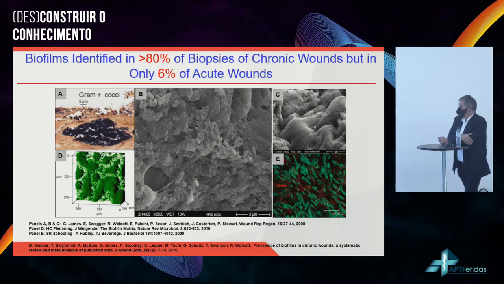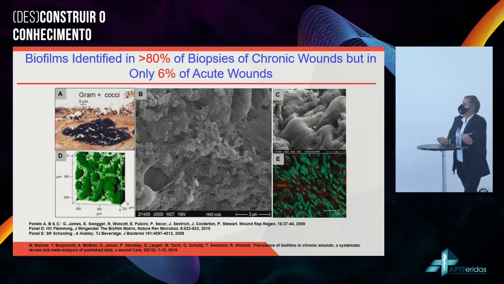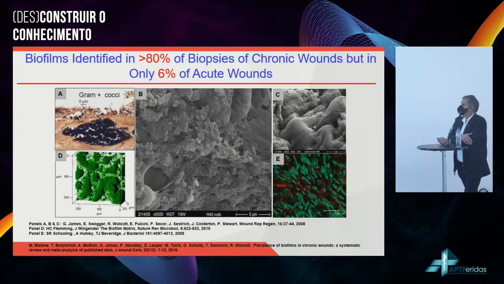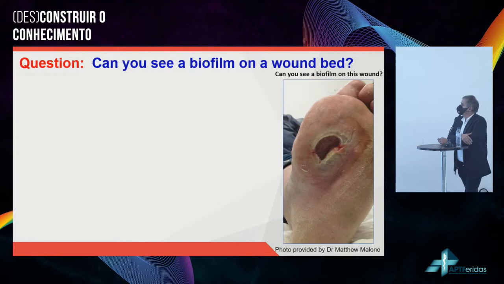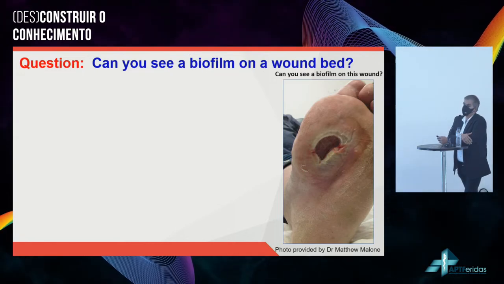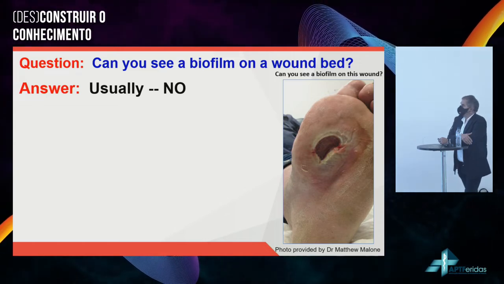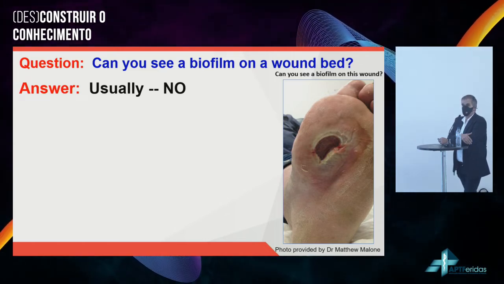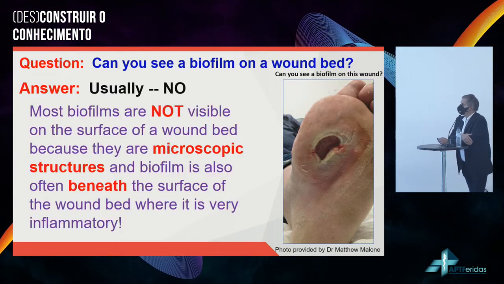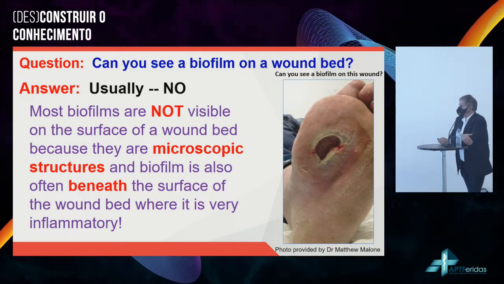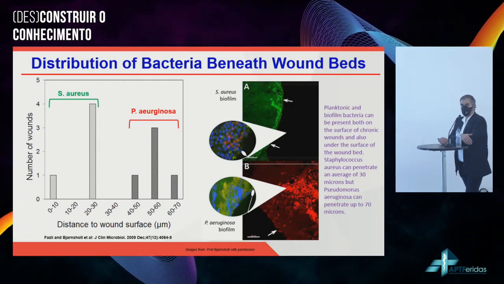So a study done by Sugar: if you take biopsies of chronic wounds, you find 80% biofilm, and in acute wounds, you only find it in a couple of percent, 4-5%. Can you see a biofilm on a wound? Well, I think the answer is definitively no. A very small part of the biofilm is usually on the surface of the wound bed, and the other part is in the lower lying tissues. They're simply invisible. Sometimes people think they see biofilm, but they see slough.